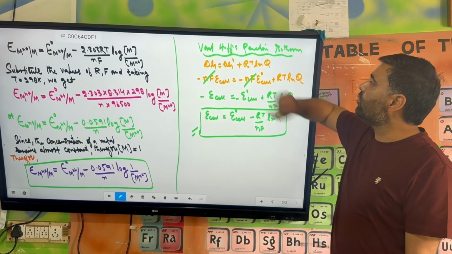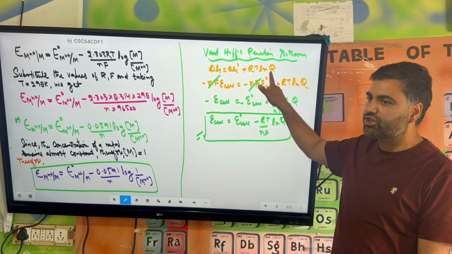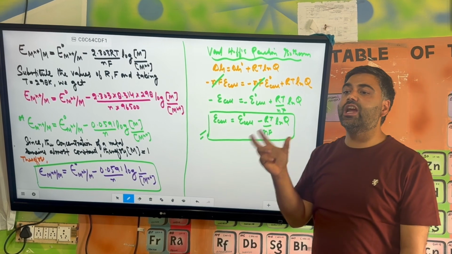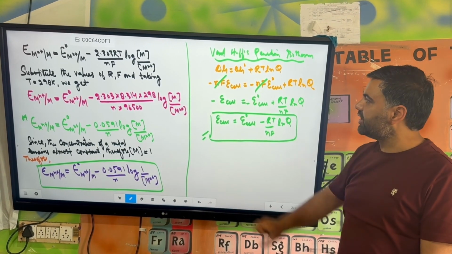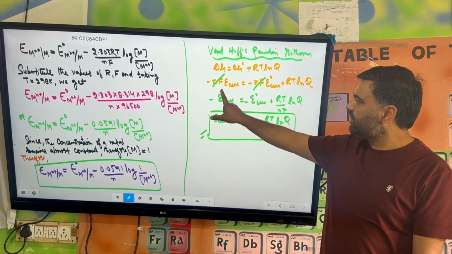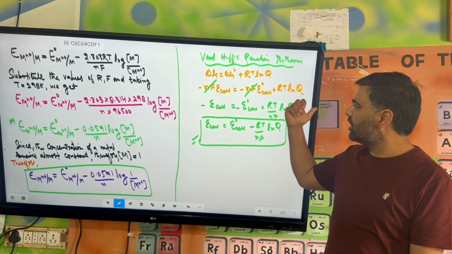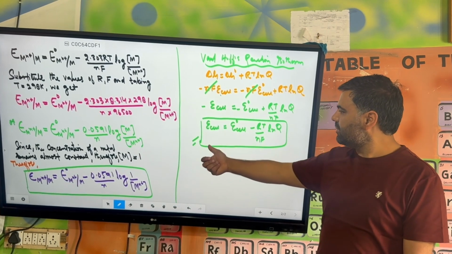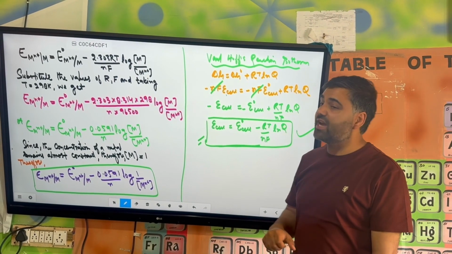ये आती है आपको Van't Hoff reaction isotherm से. That is, delta G is equal to delta G naught plus RT natural log of Q. This Q is indicating the reaction quotient. It is equal to the concentration of products divided by the concentration of the reactants. So delta G is equal to minus nF E cell. इसी तरह delta G naught will be minus nF E naught cell. And likewise, the equation becomes like this. So this Nernst equation is actually derived from the Van't Hoff reaction isotherm.